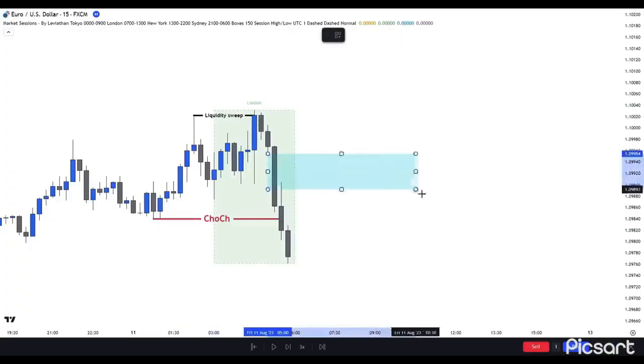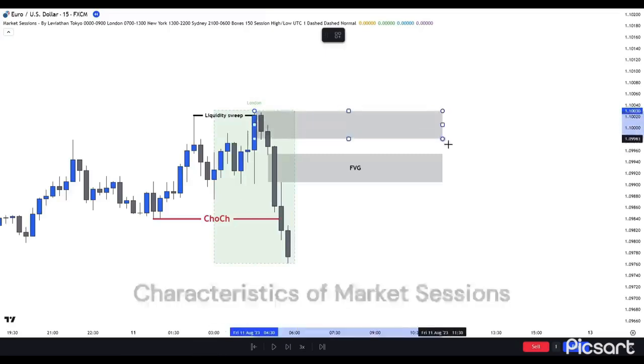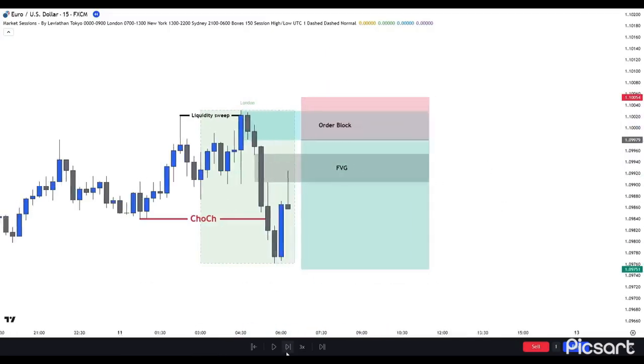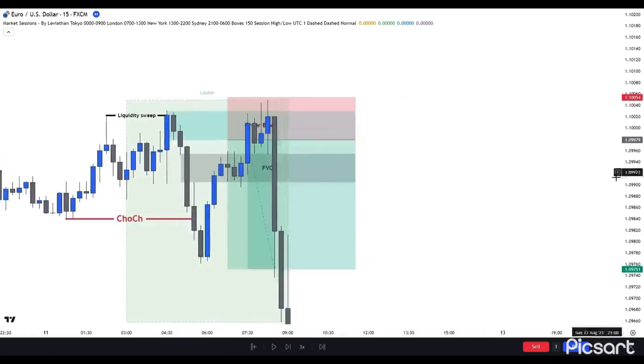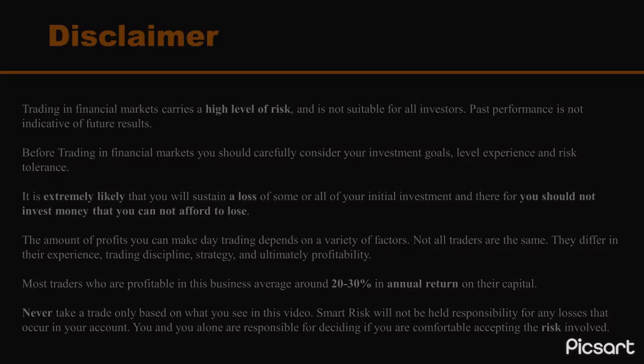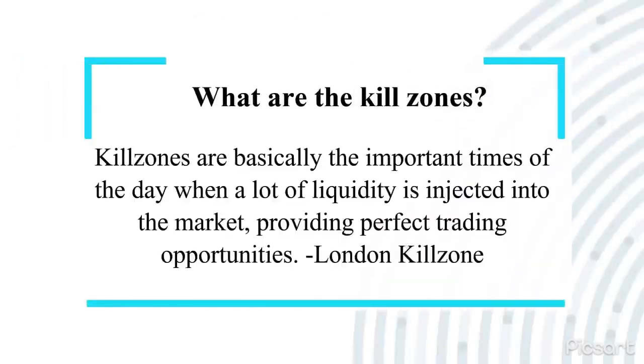If you're not familiar with the characteristics of market sessions and are simply executing trades at random times throughout the day, you are missing an important aspect of trading: the timing. So, what are the kill zones? Kill zones are basically the important times of the day when a lot of liquidity is injected into the market, providing perfect trading opportunities. In this video, we're exclusively focusing on the London kill zone trading strategies.